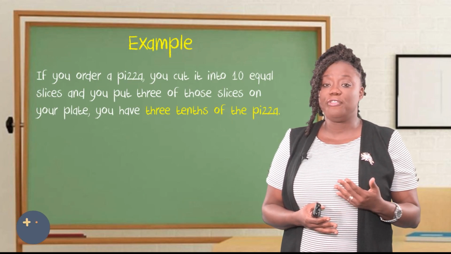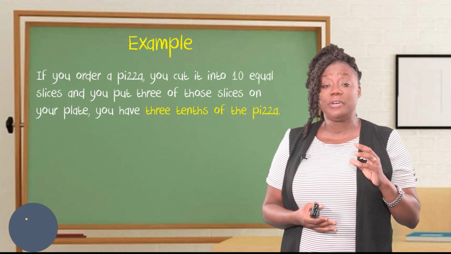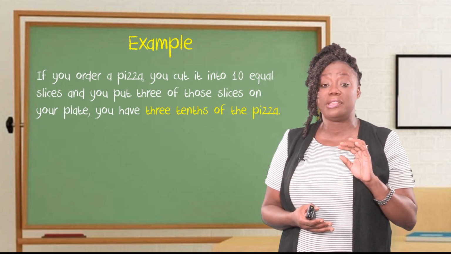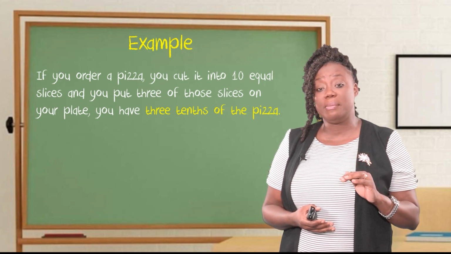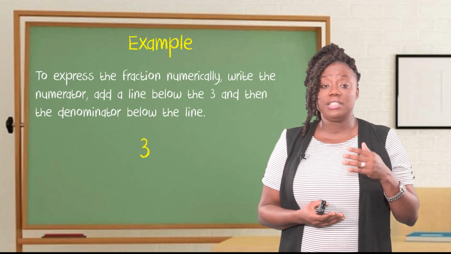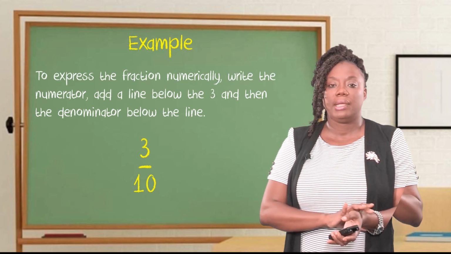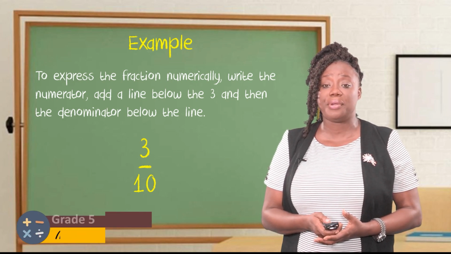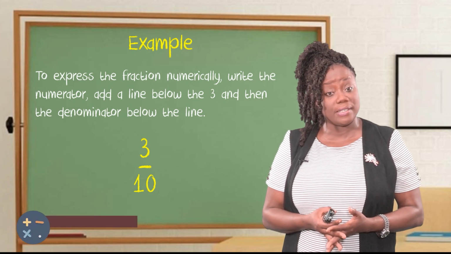For example, if you order a pizza and cut it into 10 equal slices, and you put 3 slices on your plate, you have 3/10 of the pizza. The numerator of the fraction is 3. And the denominator is 10. To express the fraction numerically, write the numerator, add a line, and then the denominator below the line. In the numerical form, the fraction three-tenths would be written as 3/10.